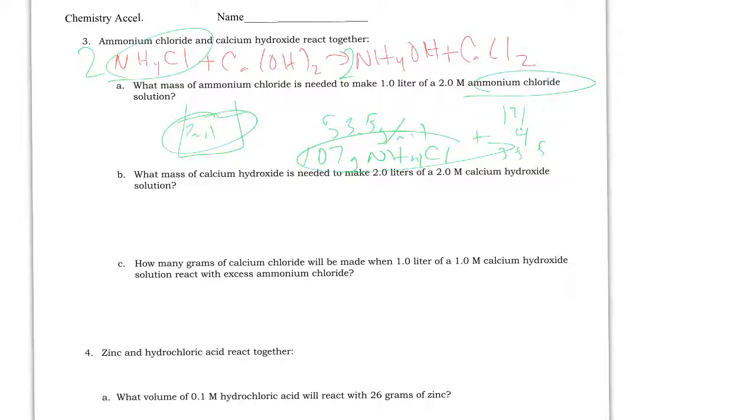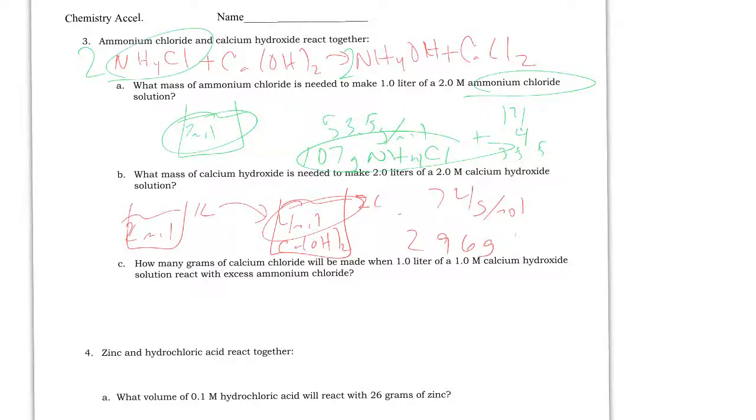What mass of calcium hydroxide is needed to make 2 liters of 2 molar calcium hydroxide? Okay, well, there's 1 liter, and we know that it's 2 molar, so we're going to make 2 liters. And so that means there's 4 moles of Ca(OH)2. And the molar mass is 74 grams per mole. So we would need 4 moles, we said. So that's 74 times 4, which is 296 grams of Ca(OH)2.